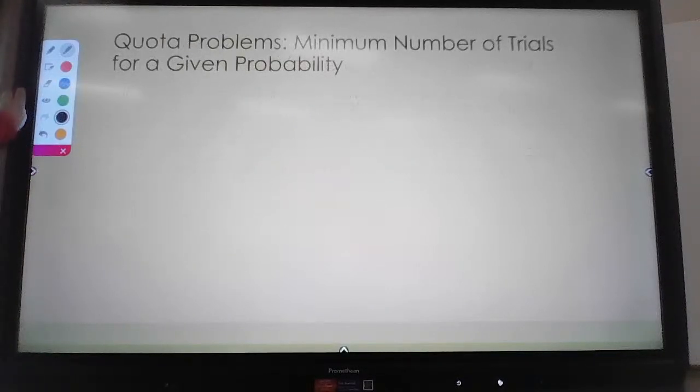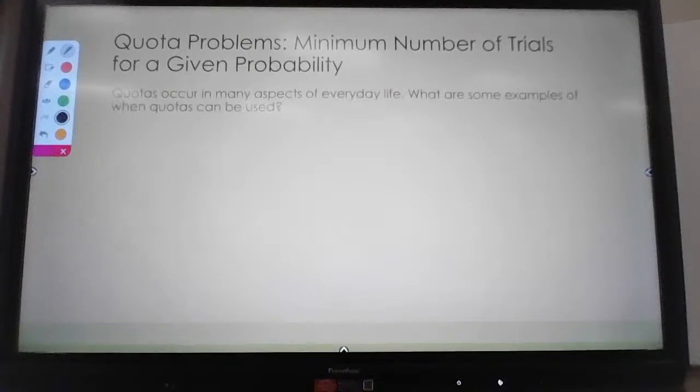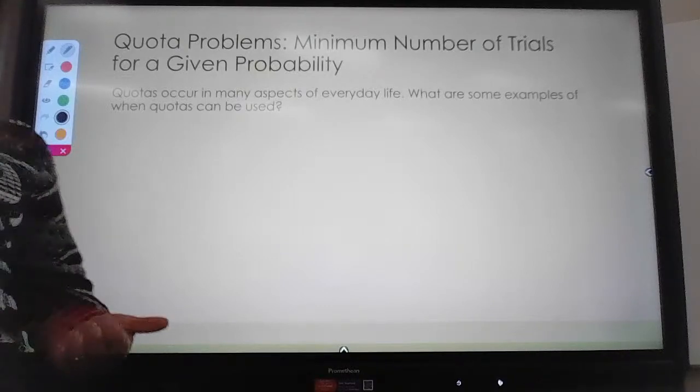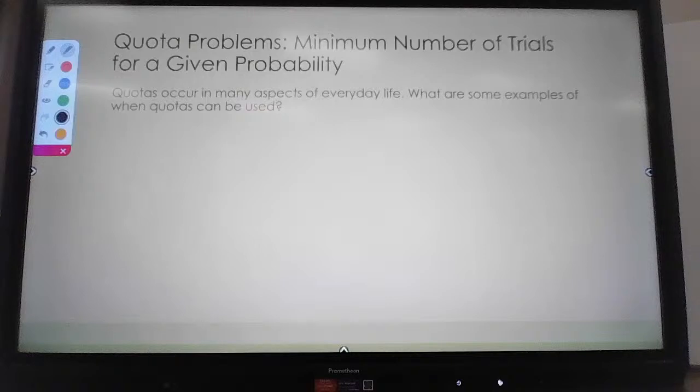Now, a good way that binomial probabilities and the mean and standard deviation work well with is quotas. Minimum number of trials for a given probability. So quotas occur in many aspects of everyday life. What are some examples when quotas can be used? Well, a lot of quotas are used in sales, used in manufacturing. There's plenty of examples where quotas are actually used.